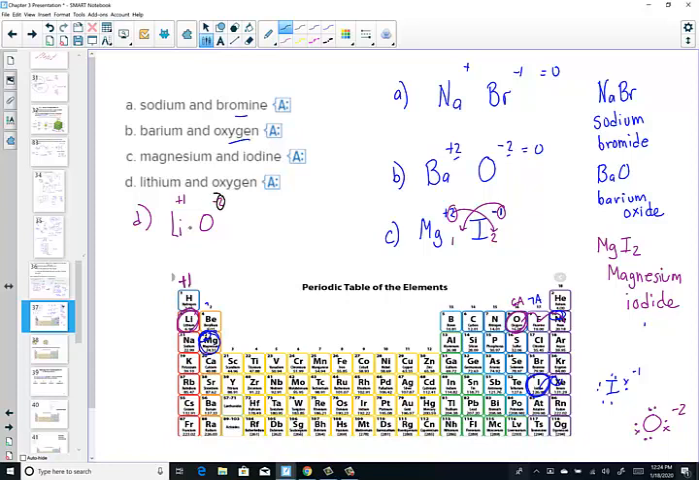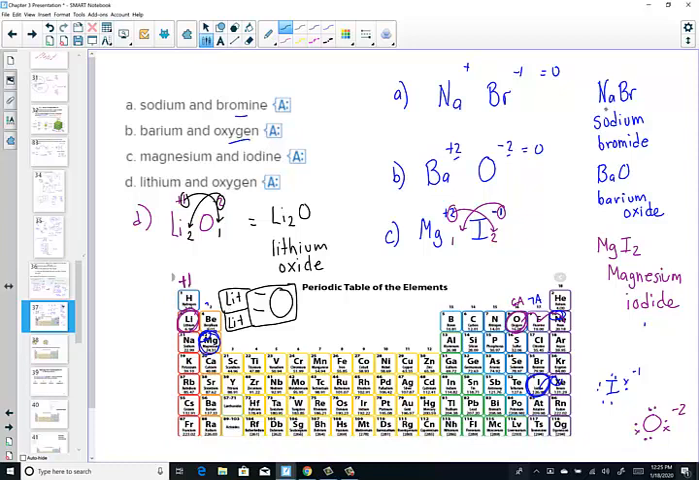Crisscross those charges to electrically balance those. So around and down, we get Li2O1. And we'll just clean that up, Li2O. Say the name of the first, just as it appears on the periodic table. That's lithium. And its last name becomes oxide. Think about that. Oxide is a -2. 2 minus is big, if you will, and lithium is only a +1, so it's going to take 2 lithium ions to neutralize 1 oxide. Li2O, lithium oxide.